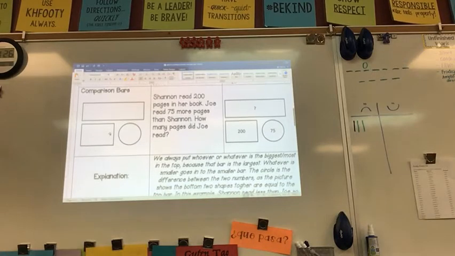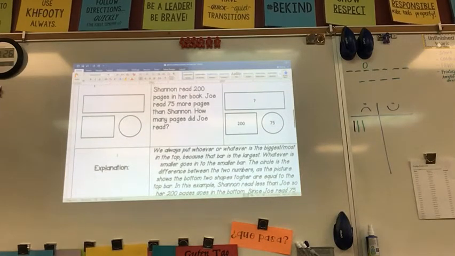Whenever we're using comparison bars, we put whatever number is the biggest on top because that bar is bigger, right? And then the smaller bar is for the smaller number. And the circle always shows the difference. What does it show? The difference. So it's when we're comparing two things, okay? For example, I see two names, I see two numbers, and I've heard words like more than or less than.